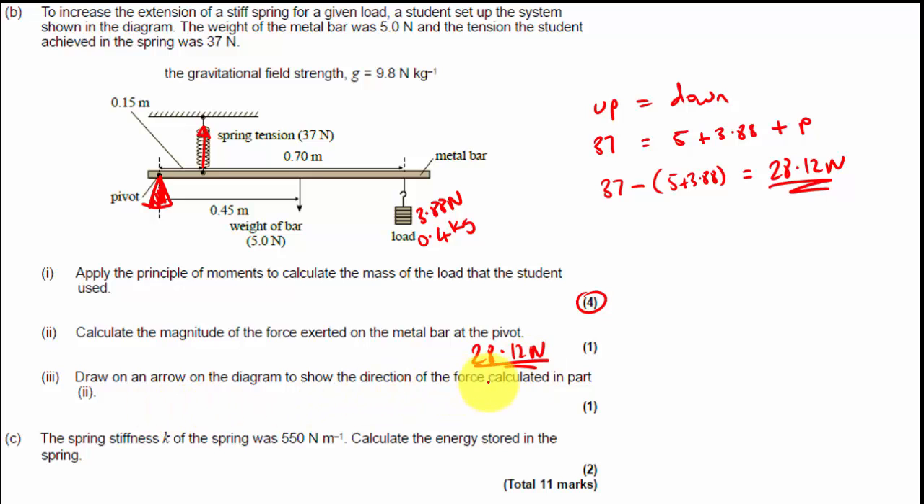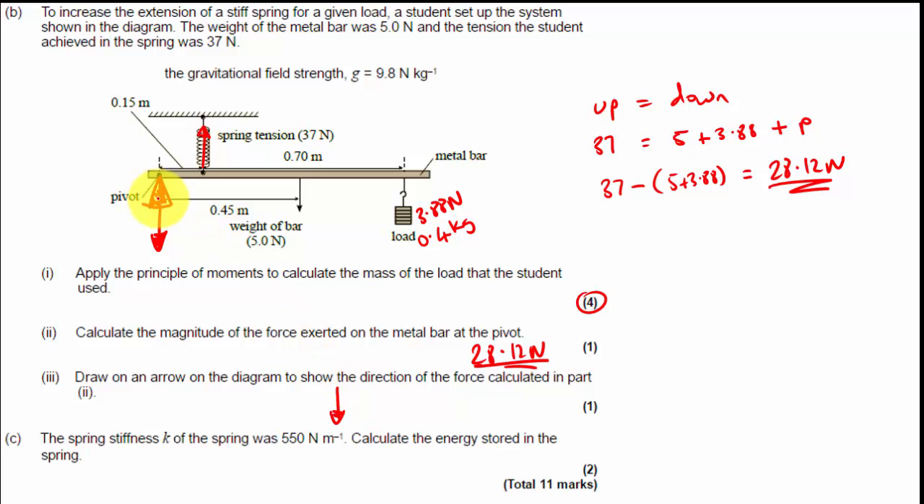Next, draw an arrow on the diagram to show the direction of the force calculated in part 2. So understanding the direction is important. Again, if you've got 37 pulling up, you've got 3.88 pulling down and 5 pulling down here, you must have an additional force pulling down here. So the direction we've thought about twice now. I've drawn the arrow on to show the direction of that force. The answer is down, at the pivot. I have to draw it on the pivot like it says.